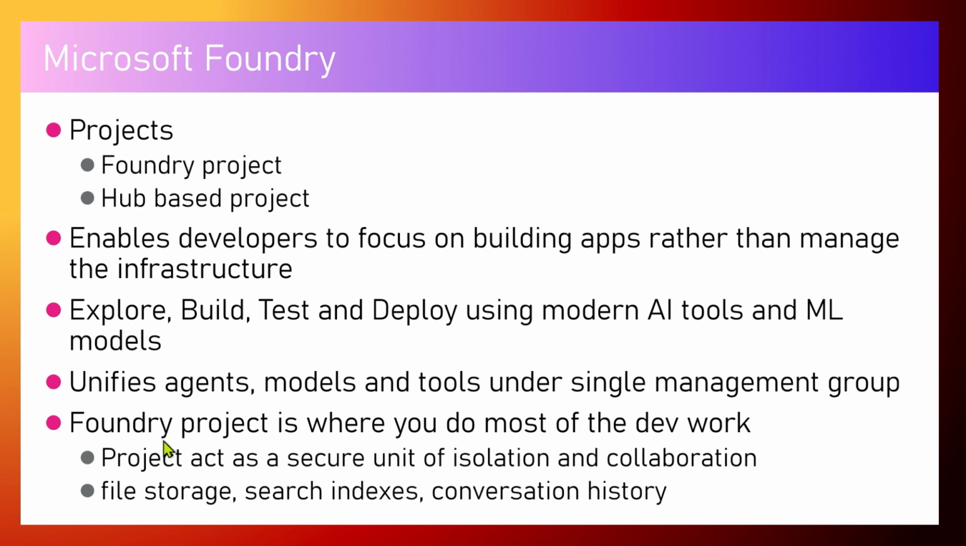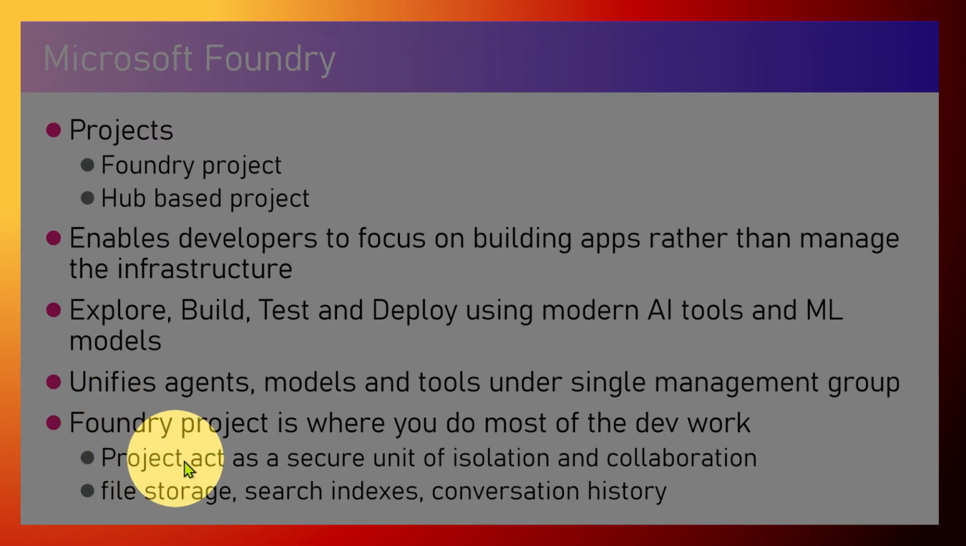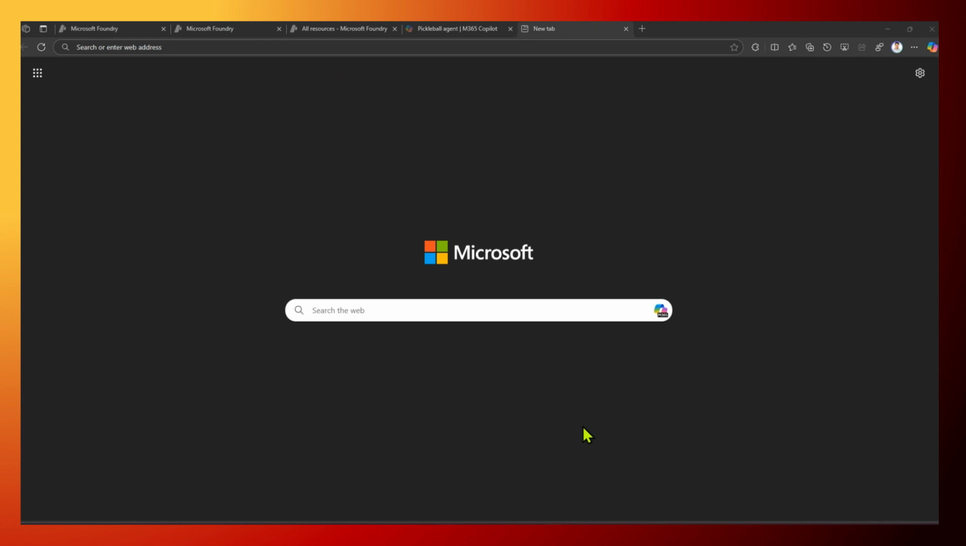Now, Foundry project is where you do most of the dev work. So, project basically acts as a secure unit of isolation and collaboration. It will provide you a file storage, the search index, and the conversation history. And plus, you can do various other things like monitor the agent, trace the agent, the observability features. All this can be configured in Microsoft Foundry.